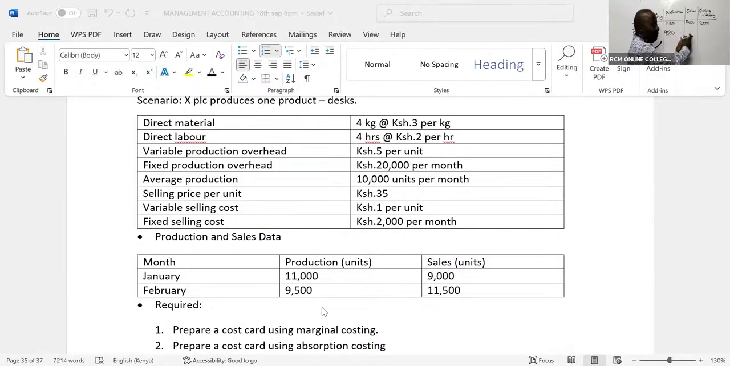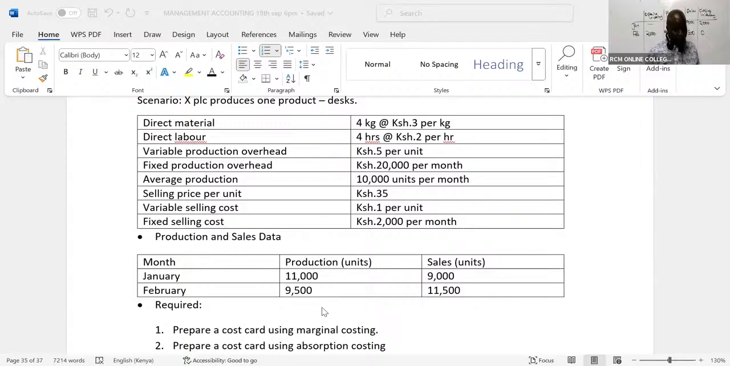How many do we sell? Are you able to see the units sold here? 11,500. Meaning, what about closing inventory in February? 0 or dash, yes, 0 dash, like that. So if you get this wrong, your entire marginal costing P&L will be wrong. Your entire absorption P&L will be wrong.